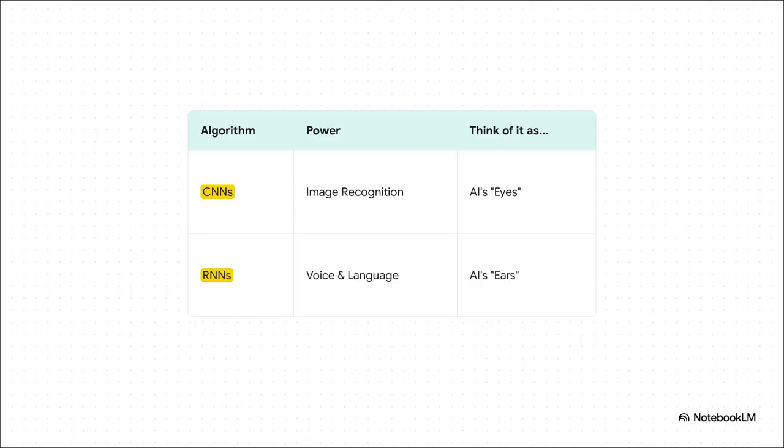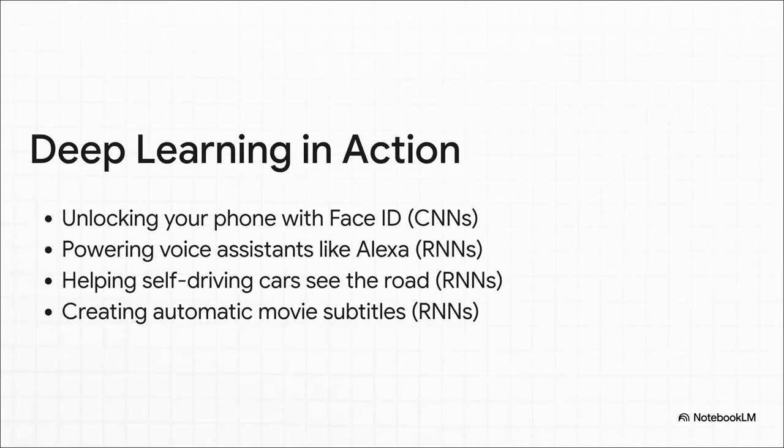Now, to keep it simple, we can really just focus on two main types. First, you've got convolutional neural networks, or CNNs. Just think of these as AI's eyes. They are the undisputed masters of understanding pictures. Then, you have recurrent neural networks, or RNNs. And you can think of these as AI's ears, specializing in things that happen in a sequence, like spoken words or written sentences. And believe it or not, you use these superpowers every single day. The Face ID on your phone? That's a CNN seeing you. When you ask Alexa or Siri for the weather, an RNN is processing your voice. Deep learning is truly the magic happening behind the curtain of so much of our modern tech.